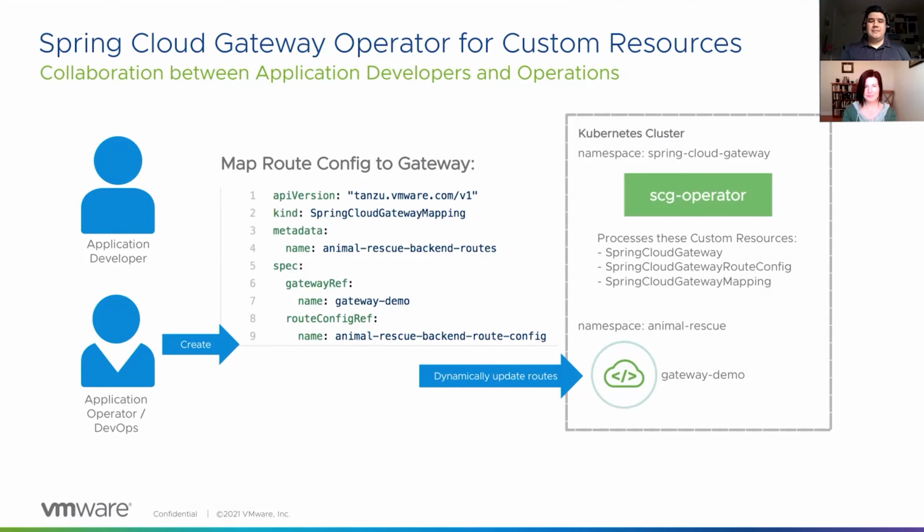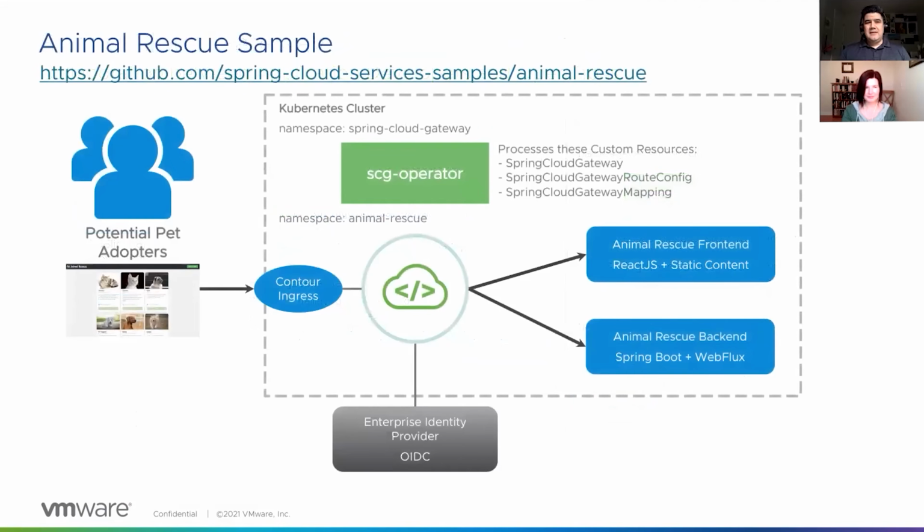Yeah. And then we're going to talk about an animal rescue sample. I've already been alluding to this so far, but I want to give you a little idea of what it is. So you've got these potential pet adopters, and they're going to go to this website, and I'm going to launch that website in just a moment. I'm going to show you actually deploying the animal rescue sample app based upon some of the things you've already seen. In front of it, I'll be creating what's called a Contour ingress.